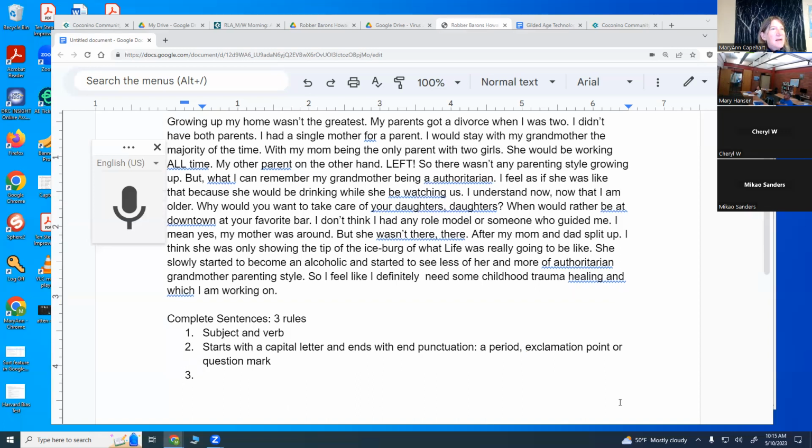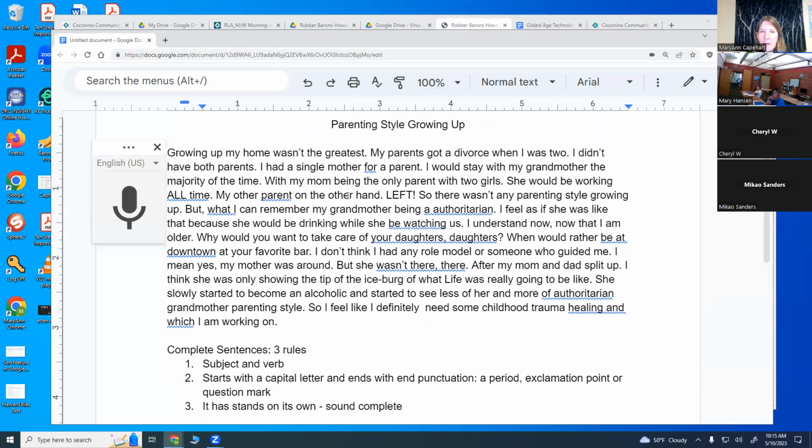And it has to sound, it has to stand on its own. It can't be part of something. It has to sound complete. That's why we call them complete sentences. So if I came in the room and I said, "my parent, on the other hand," you'd probably be like, your parent, on the other hand, what? You know what I mean? It doesn't stand on its own.